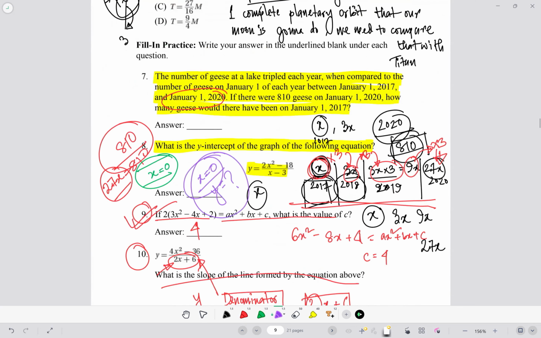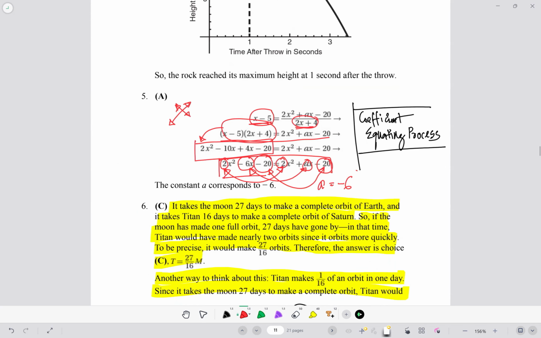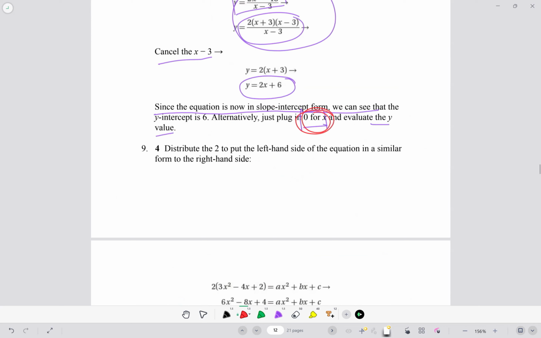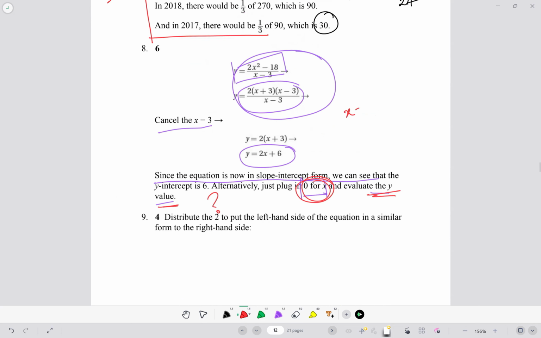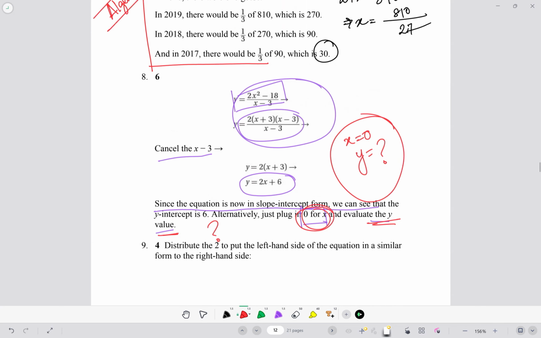Do you understand? Yeah. Because I am telling you that the y-intercept means x equals 0. X is equal to 0, and what is y equal to? They have just put x equal to 0 and found out what y is.